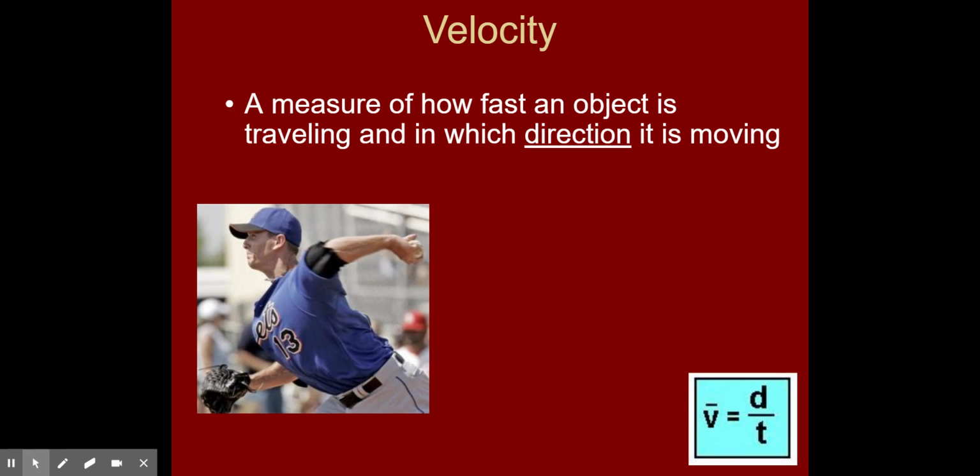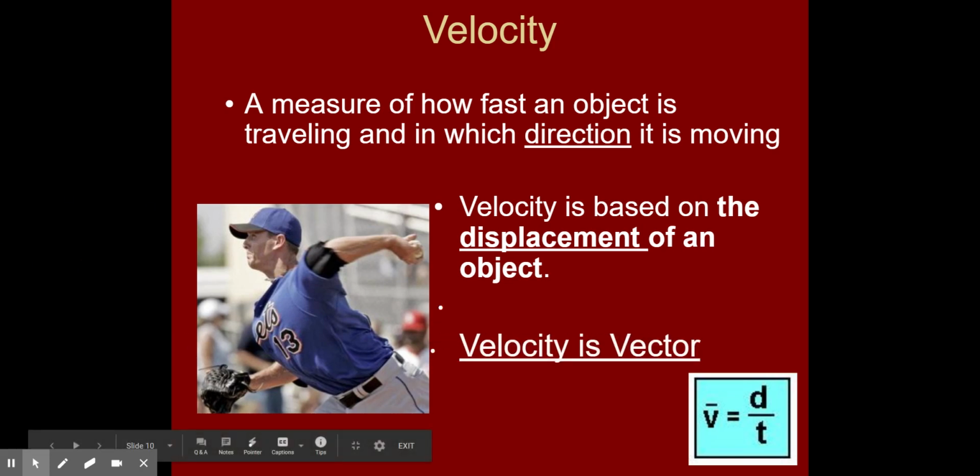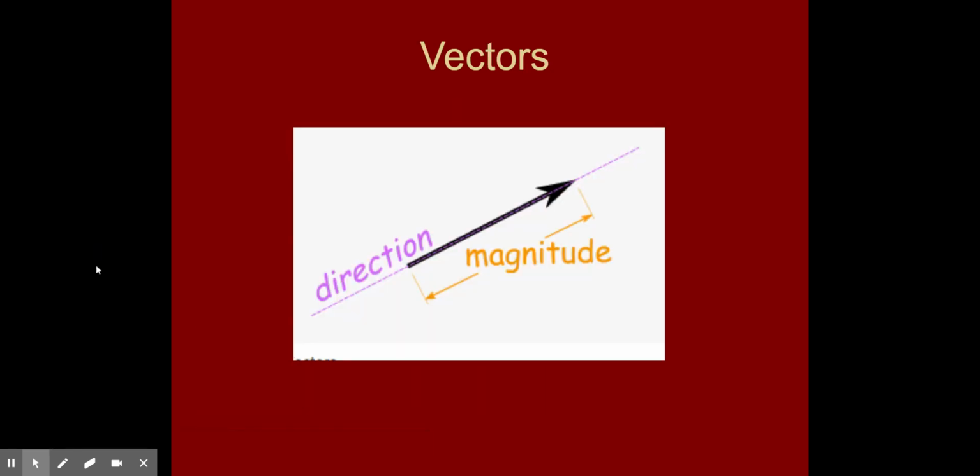So if we're moving forward at 50 miles per hour, our velocity would be positive 50 miles per hour. If we're moving backwards at 50 miles per hour, we are negative 50 miles per hour. That's not negative in the sense of slowing down. It's negative in the sense of the negative direction. Velocity also deals with the displacement of the object, okay? Not only where did you start, but where did you end? And again, velocity is a vector measurement.